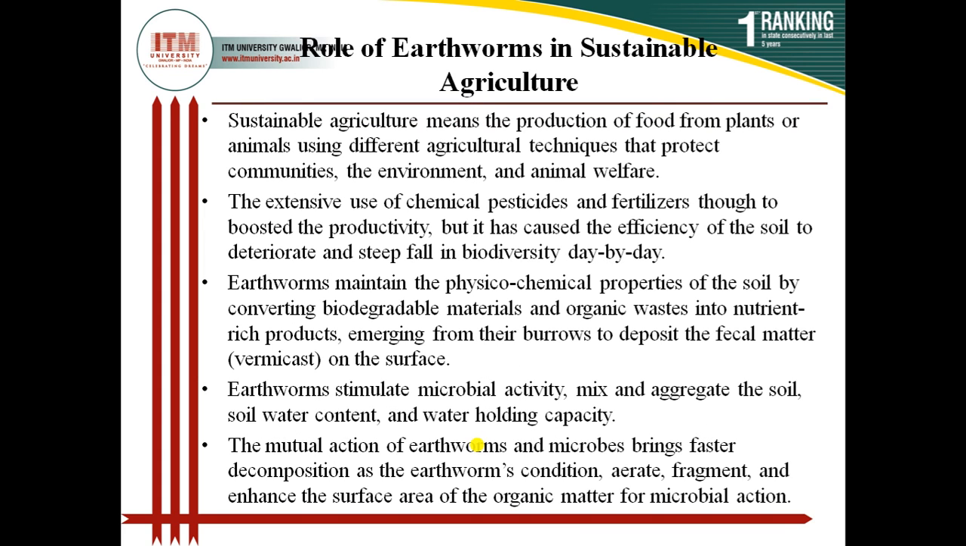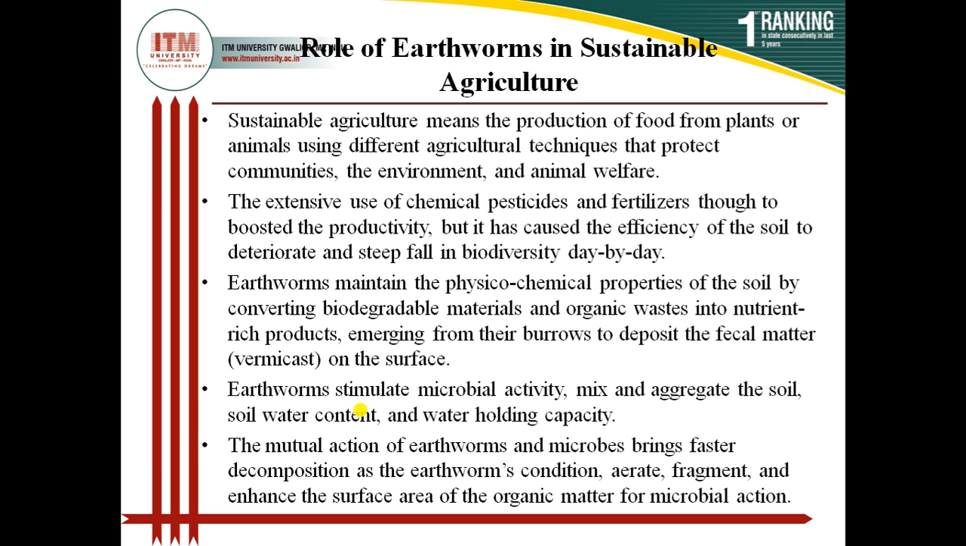Earthworm is also suitable for sustainable agriculture. Why is it suitable for sustainable agriculture? Because sustainable agriculture means using different techniques of agriculture which can benefit our community, which can benefit soil, which can benefit our environment, which can also benefit the soil flora and fauna. So the practice which is not harming any animal or any flora and fauna, that practice is a sustainable practice. But the use of chemical fertilizers and agrochemicals is just creating harm to biodiversity, and is just reducing the productivity of the soil.